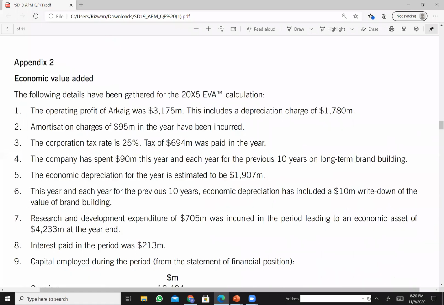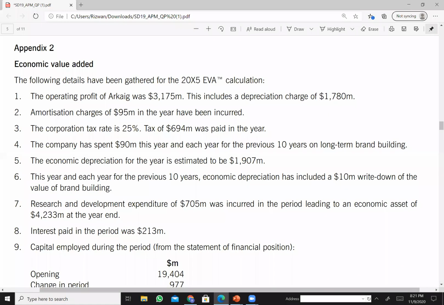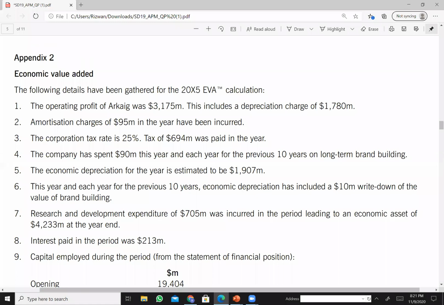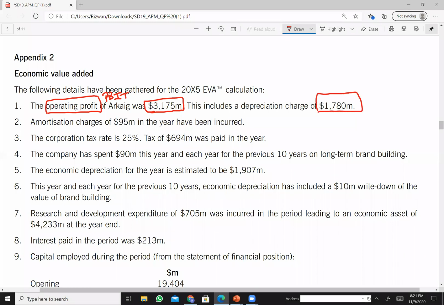Okay. So now the details are, please be with me: the operating profit, which is profit before interest and tax, is 3175 million. This includes a depreciation charge of 1780 million. Amortization charges of 95 million in the year have been incurred. Okay, great. The corporation tax rate is 25%. Tax of 694 million was paid in the year.